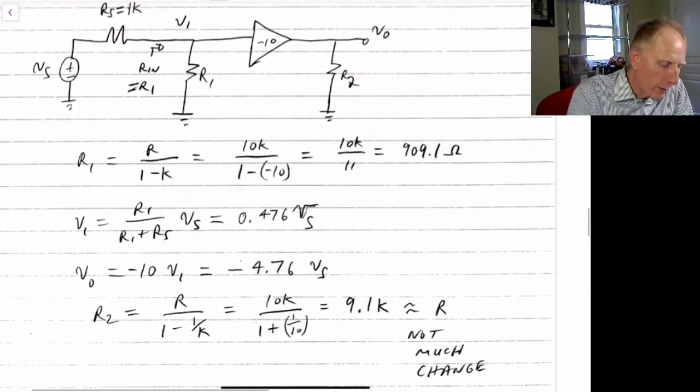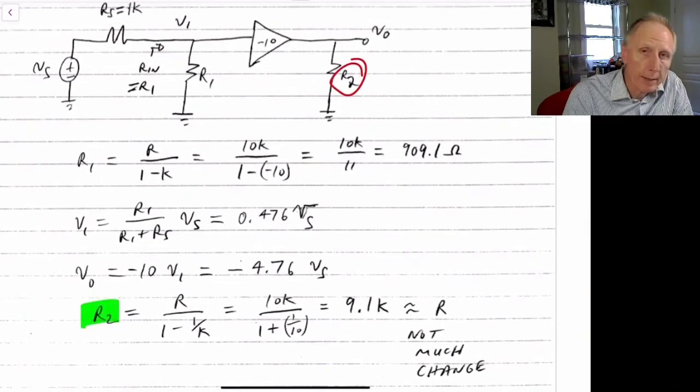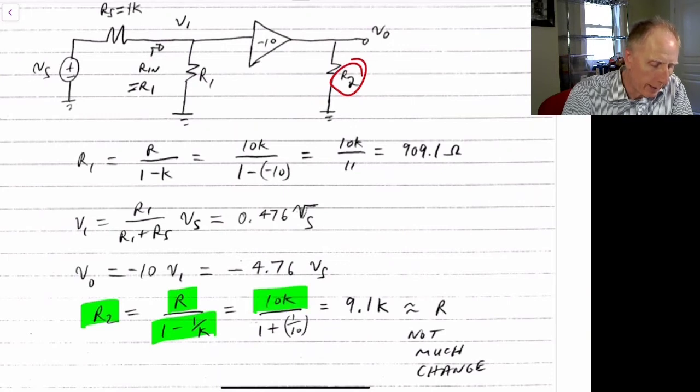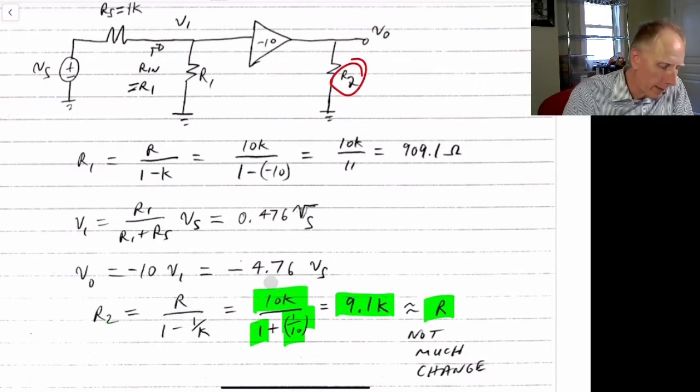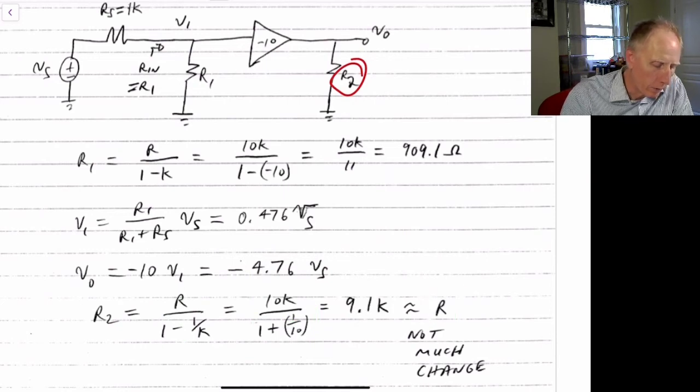And the other resistor that we have over here, R2, in this case we didn't make use of that because we assumed an ideal amplifier here. But R2 in this case will be R divided by 1 minus 1 over K, which would be the 10 kilo ohm resistor, divided by 1 plus 1 over 10, because the negative signs cancel out over here. So it works out to be about 9.1 kilo ohms, or approximately equal to R. So it did not change much. As K becomes larger, this becomes closer and closer just to 1.